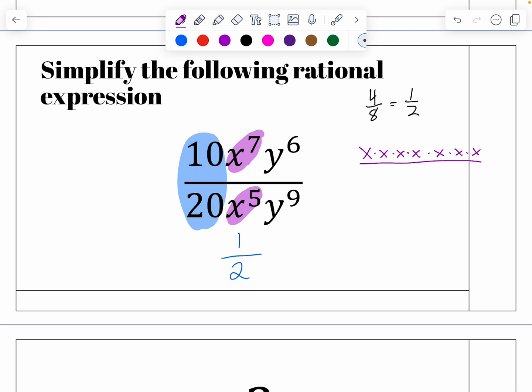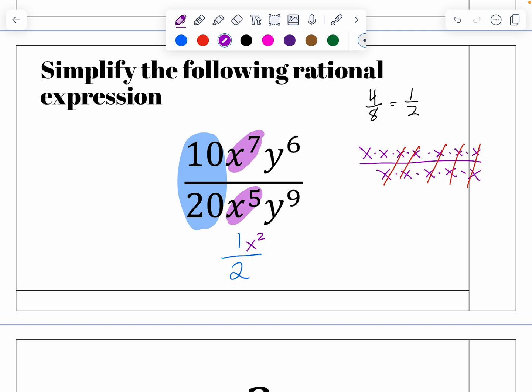Think about those as 7 x's and it's over 5 of these x's over here. And what I can do, I know that if I have something on the top and the bottom and it's multiplying by other things, I can get rid of it. So I can get rid of this x, this x, this x. Goodbye, goodbye. And I'm left with 2 on top. So that's where this x squared comes from.